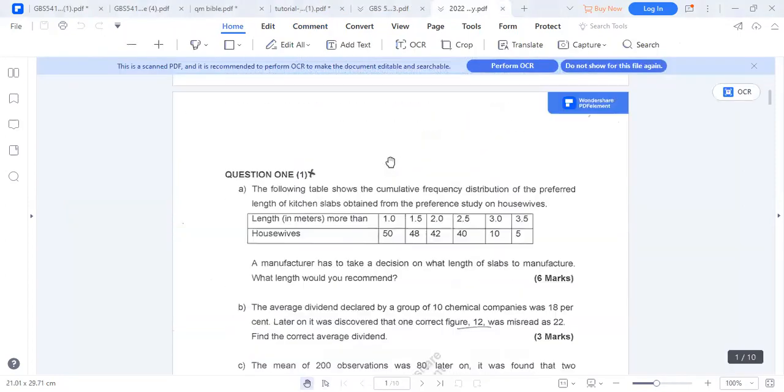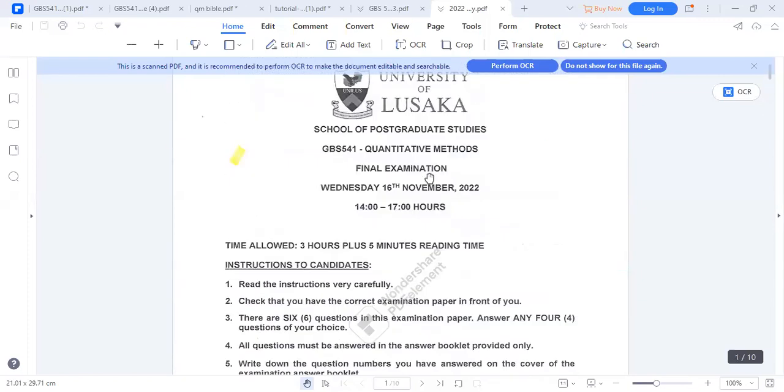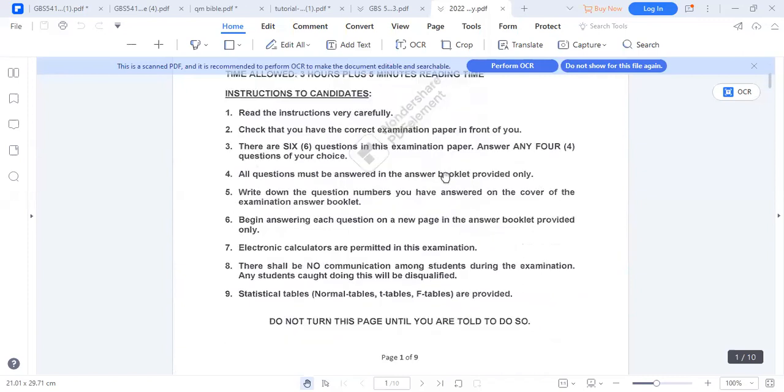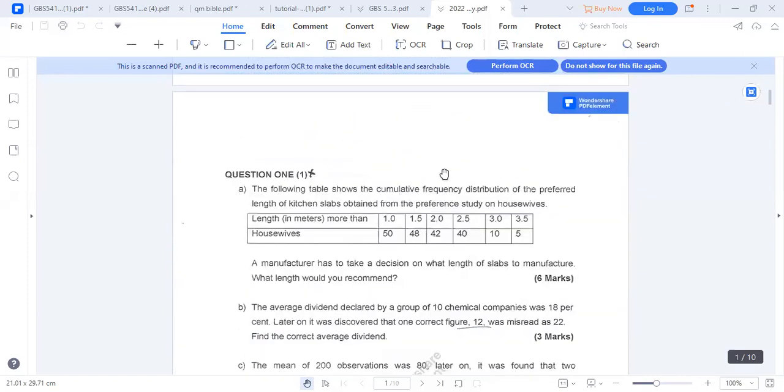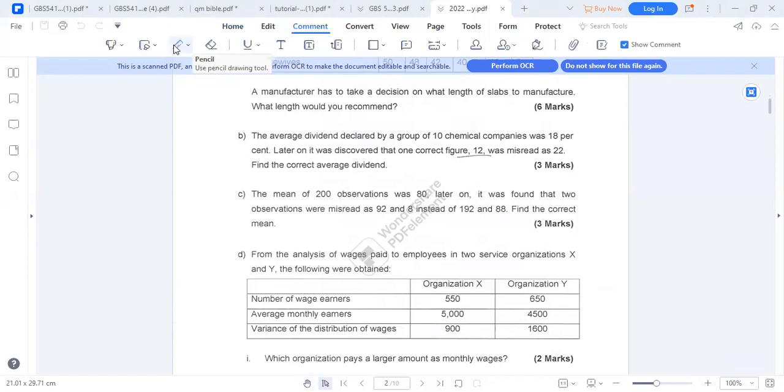Okay, so let's go to this exam paper that was written just last year. Let's look at one question together on the means. All right, so let's look at question number B and question number C. Usually these ones come in the test from the exam. It comes as part of the test, so you expect this question. So now we're told in here that the average dividend declared by a group of 10 chemical engineers was 18%.